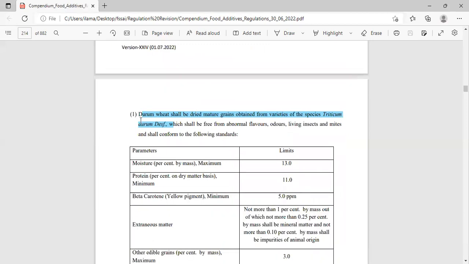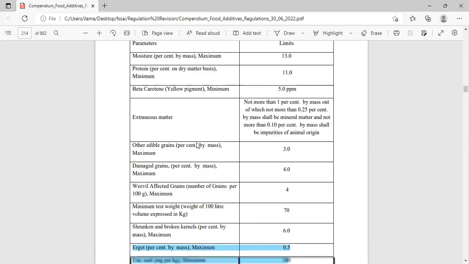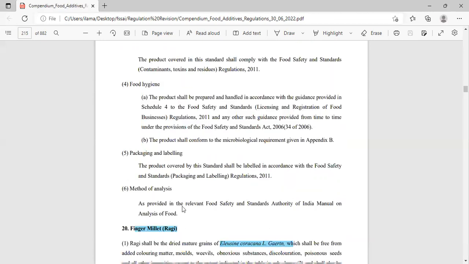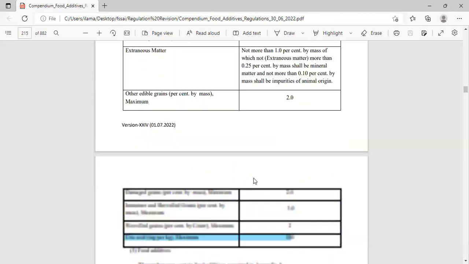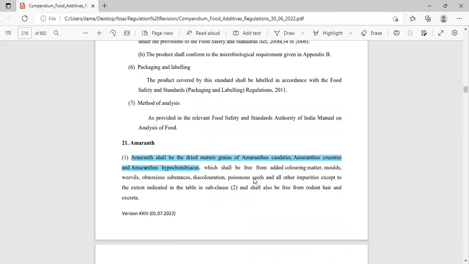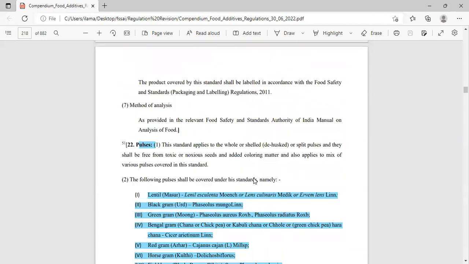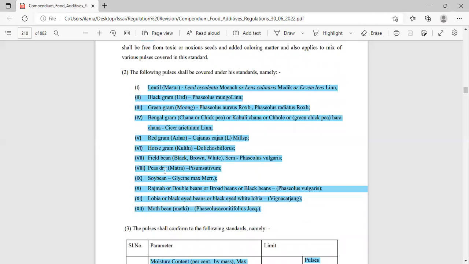In durum wheat, we all know this durum wheat we will use in pasta products. So just go through its standards. And here also the ergot value is 0.05, and then the uric acid. Usually the uric acid maximum level is 100 mg per kg only. And just go through what is finger millet and its scientific name. And just go through what are all the pulses and then cereals and its scientific name.